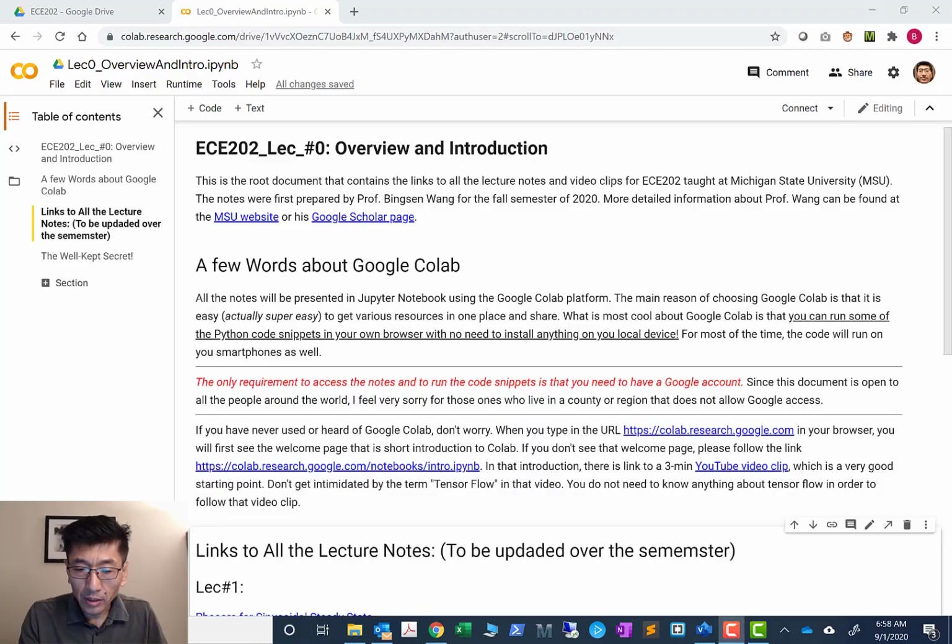The primary platform I'm going to use is the Google Colab. I just want to say a few words about Google Colab. What you are seeing here on screen is the Google Colab that I opened. This is the document I put on my Google Drive, and I can share this. This is the file, which is basically a Jupyter notebook file. I can easily share it with you, just give you the link.